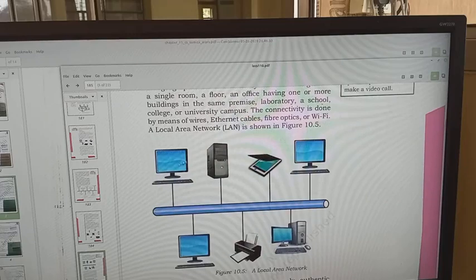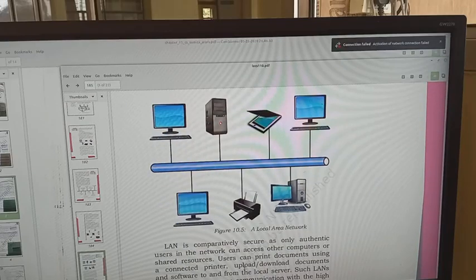So here, look at that, this is a figure of the local area network. What is the main advantage of a LAN? A LAN is comparatively secure, only authenticated users can access it. So only authentic users in the network can access other computers or shared resources. This is a LAN, local area network. Here computers are connected, a printer is connected, and one tablet is connected.